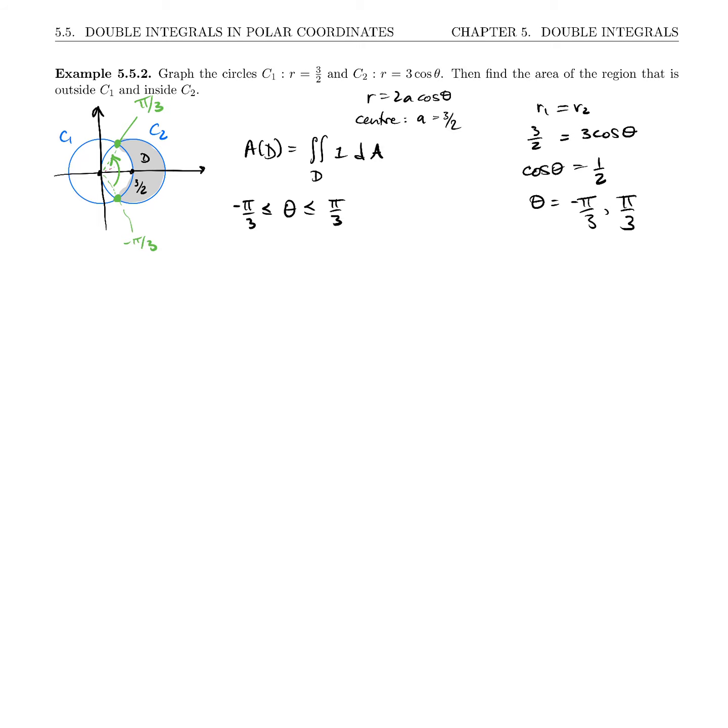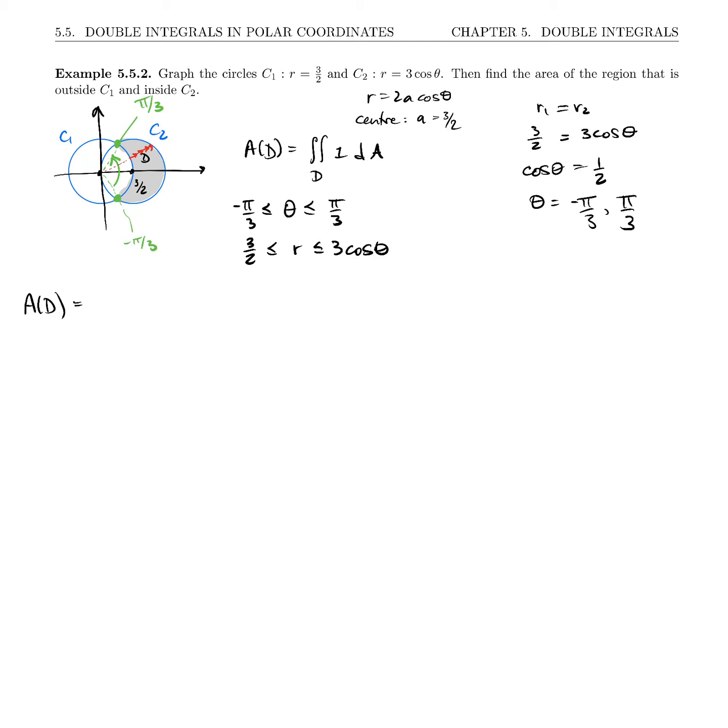We want radial values that are going to go through the region D from one circle to the other. And so we want to have 3/2, which is our smaller inner radius, less than r, less than 3 cos theta. So there's our region D described in terms of inequalities of r and theta. And so we are going to set up our integral now as an iterated integral in polar coordinates.